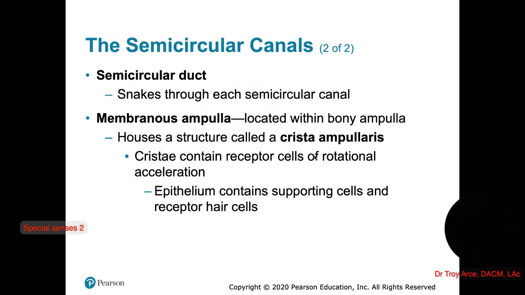All right. You have your semicircular duct that snakes through each semicircular canal, and your membranous ampulla, which is located within the bony ampulla. It houses a structure called the crista ampullaris. And the crista contains receptor cells of rotational acceleration. And so here's your equilibrium, all right? And the epithelium contains supporting cells and receptor hair cells again.